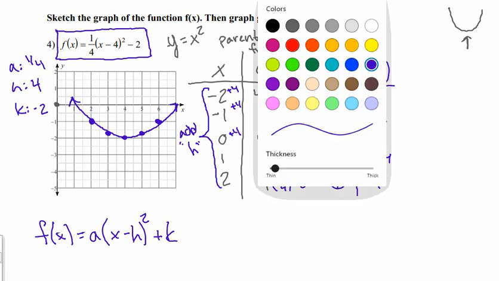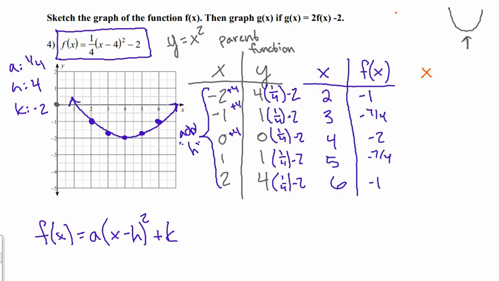And now we can do g of x. We can do it in the same way, x, g of x, except g of x is not coming from the parent function. G of x is coming from f of x. Right? So in a roundabout way, it's coming from the parent function. But g of x, if we were looking right here, is twice f of x minus 2. Right? So f of x minus 2 times f of x minus 2. And so we're going to have a, h, and k values that come from that.